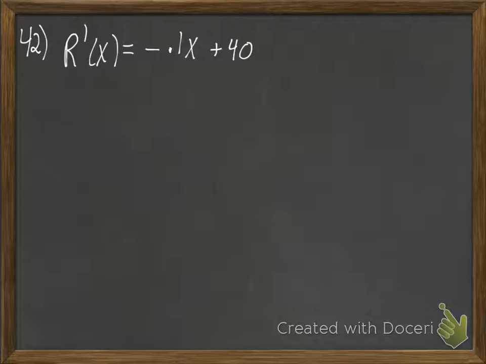In part A, the question says, find the daily revenue realized from the sale of 200 units of toaster ovens. What's the total revenue from the sale of 200 toaster ovens? In other words, we really want to know how much revenue they got going from 0 all the way up to 200.